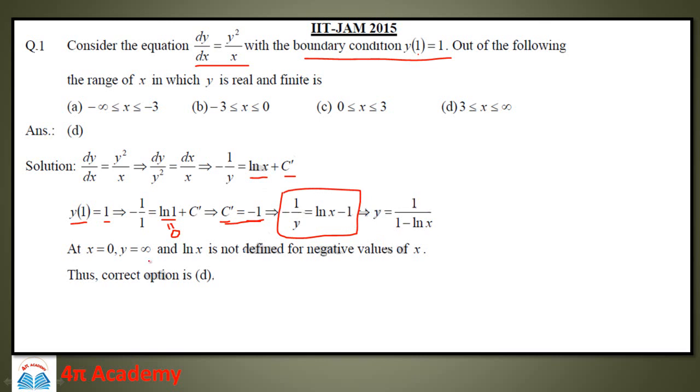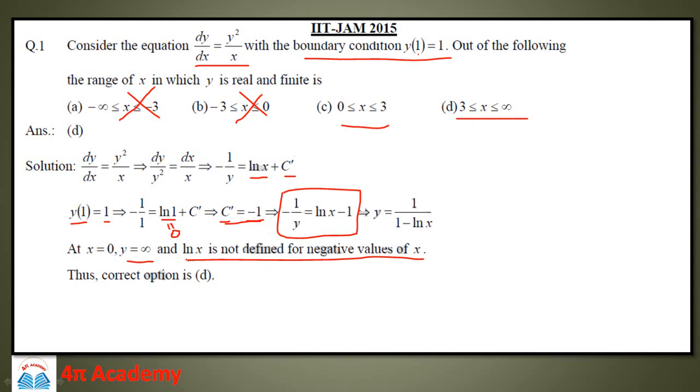Now at x is equal to 0, y becomes infinite, and log of x is not defined for negative values of x, and therefore you can see that x cannot lie between minus infinity and minus 3, because log of x is not defined for negative values. So these two options get cancelled out, that is, A is not correct, B is not correct. So we have to check whether the answer is C or D.